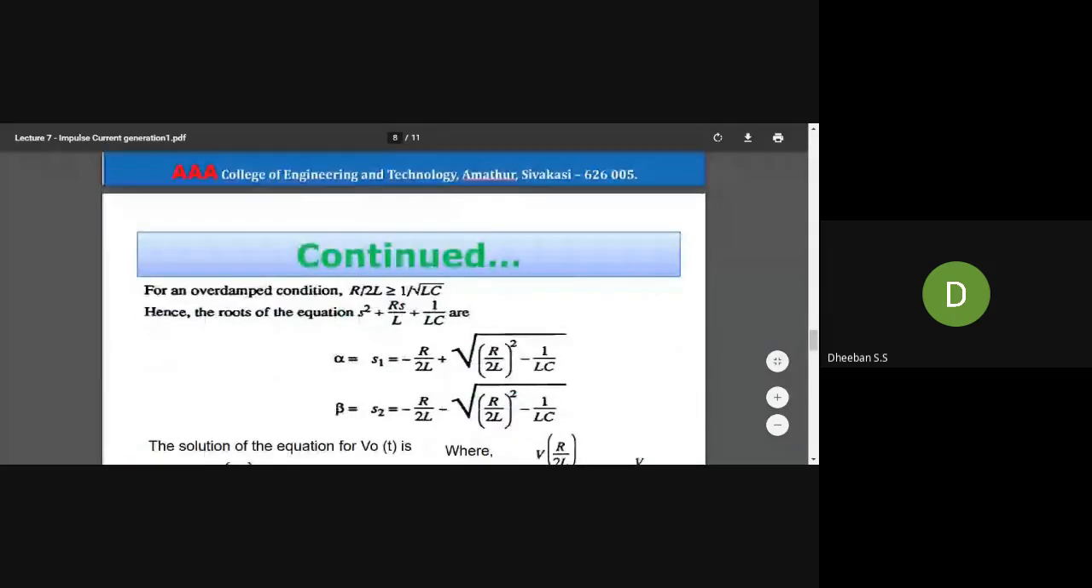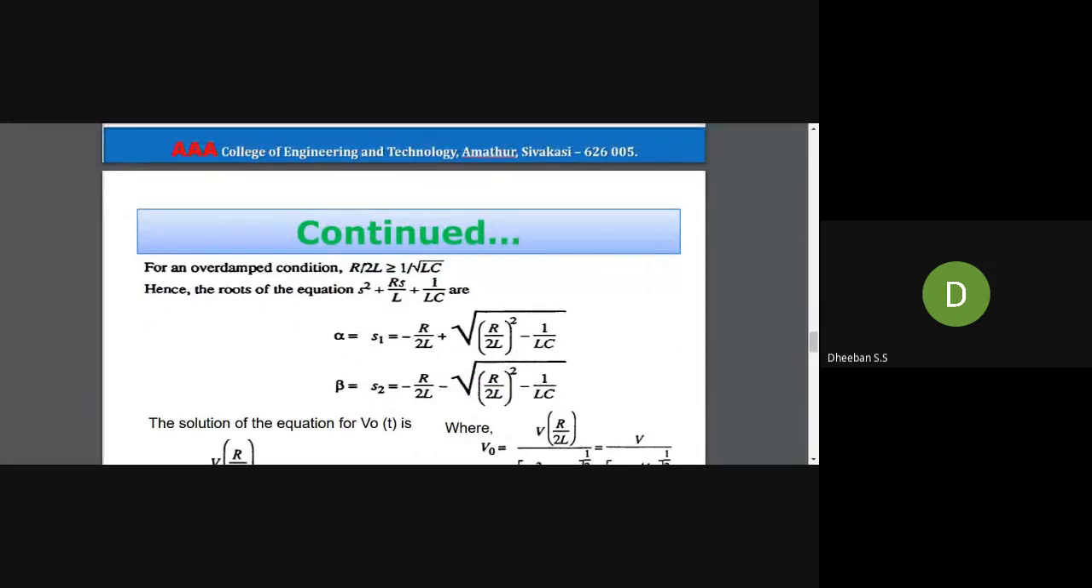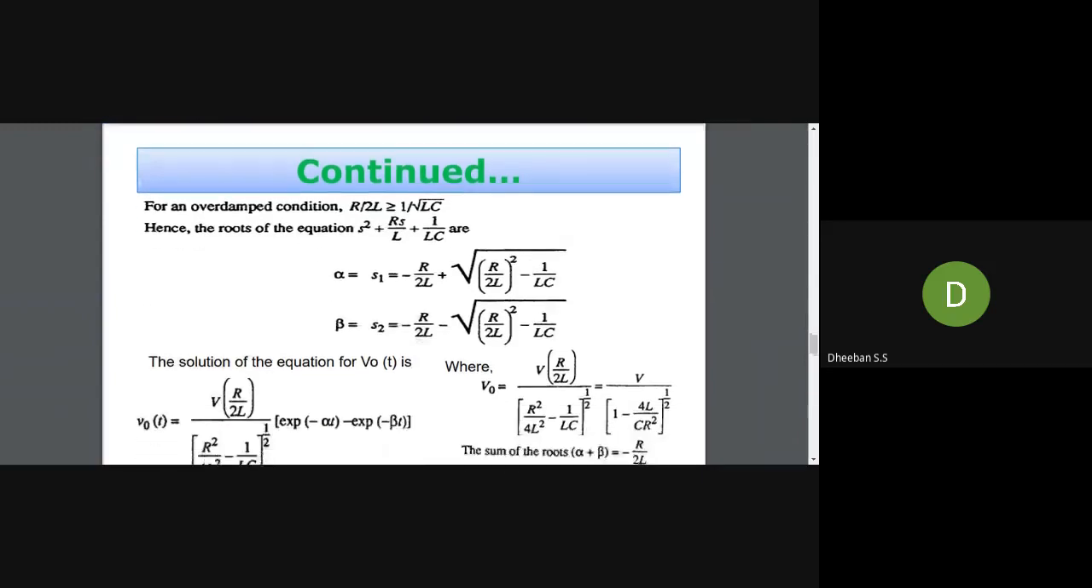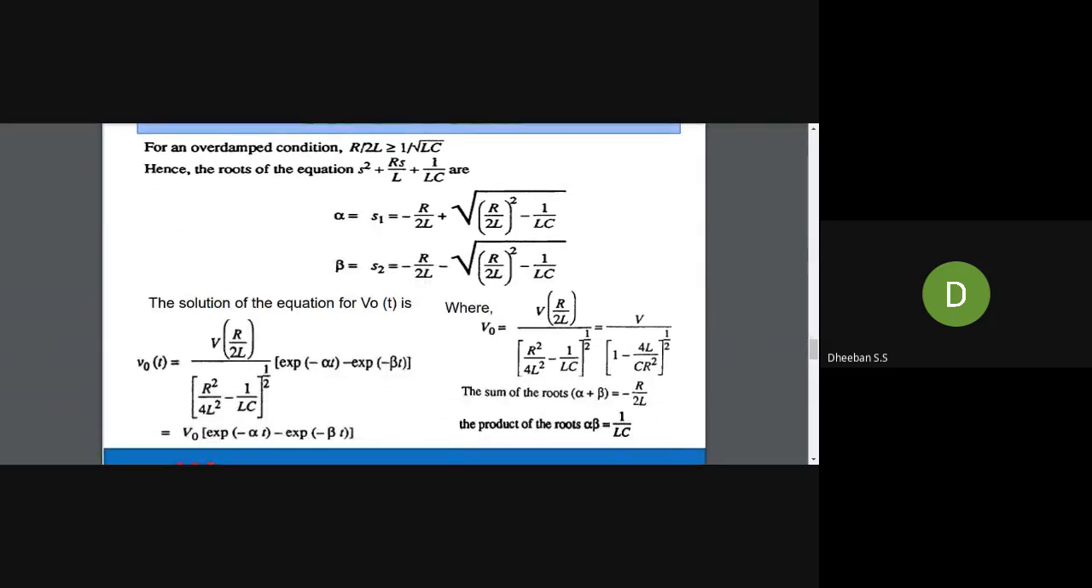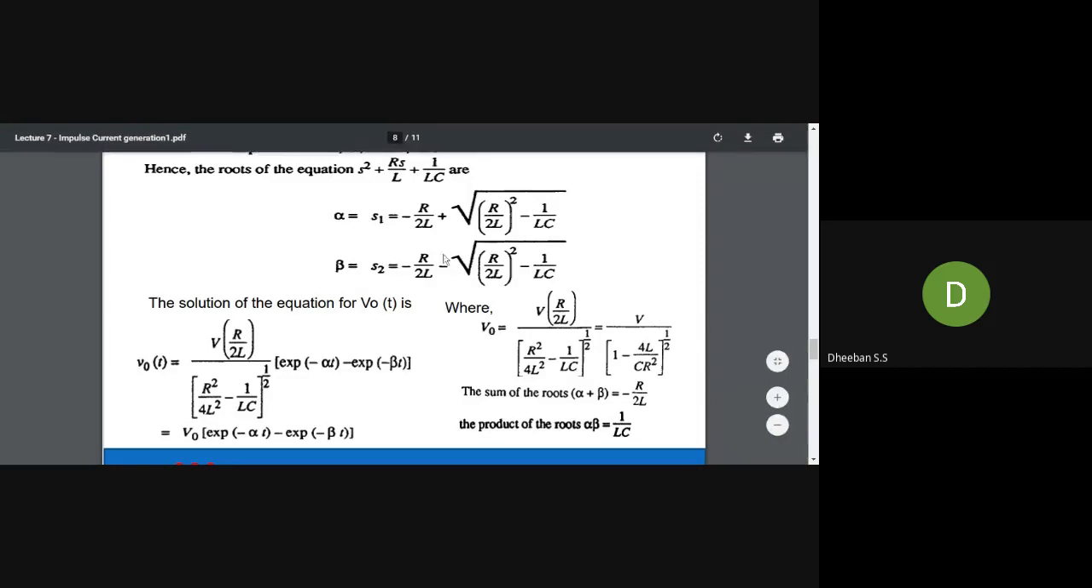Here, as I said, it contributes to a second order system, and for this second order system we have to find the roots, in order to check whether the system is overdamped or critically damped. That is what they have given over here. The solution for the equation is based upon these alpha and beta roots. The same equation we have already seen in the previous lectures.